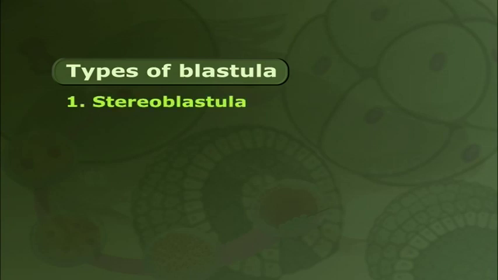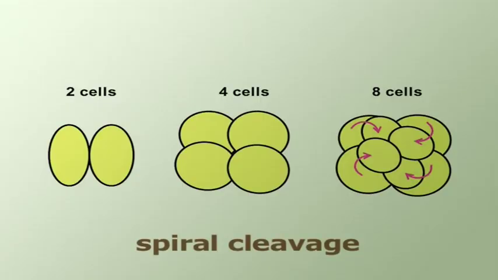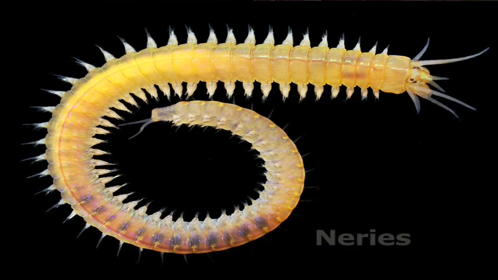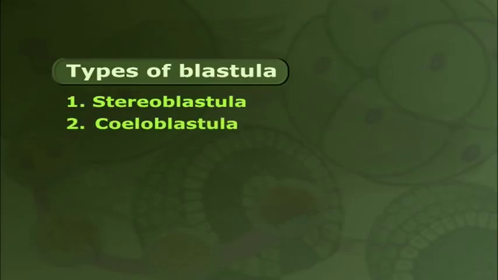First, stereoblastula. It consists of large but fewer compactly arranged cells without or with a very small blastocoel amongst them. It is formed as a result of spiral cleavage. It is found in annelids, insects and mollusks. Where the blastocoel is obliterated by compression of the animal and vegetal poles towards each other, the blastula is termed placula, example Nereis.